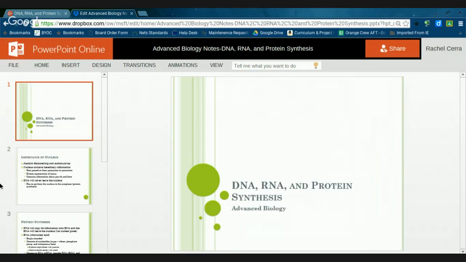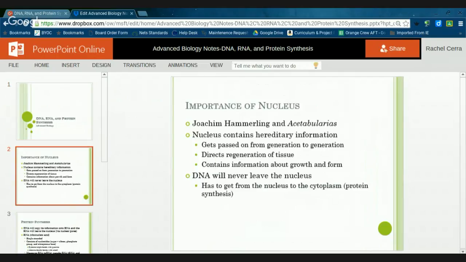Good morning. We're going to review a little bit about DNA, RNA, and protein synthesis. I know we had this a little bit last semester, but we're going to review it just a little bit, just so you have an idea. And I'll include some extra information here towards the end. So, a little bit about the importance of the nucleus, since that's where your DNA is housed.